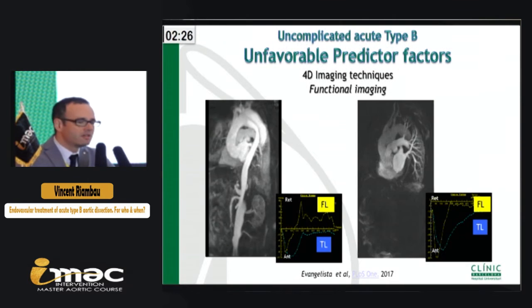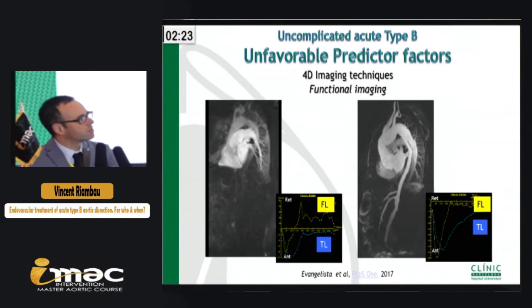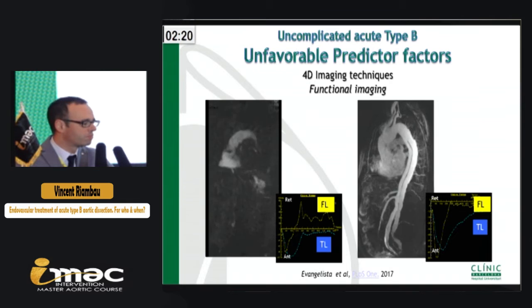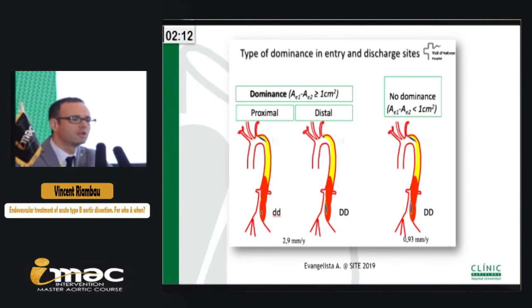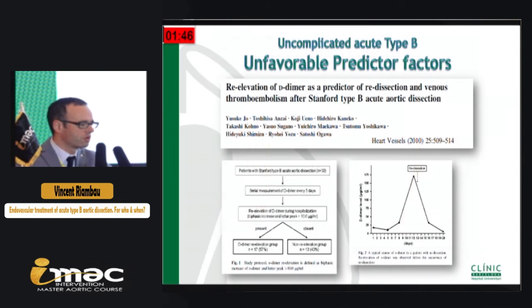Again, there are more recent techniques dealing with flow dynamics, trying to predict how the dissection will behave. A high flow with good entry and good exit is much more favorable than a low flow, which is sometimes or many times related to false lumen partial thrombosis. Again, it's not only about flow. The flow is produced by the size and the location of the entry tear. When you have a good average or similar diameter of the proximal and distal entry tear, it looks like the evolution is going to be better.